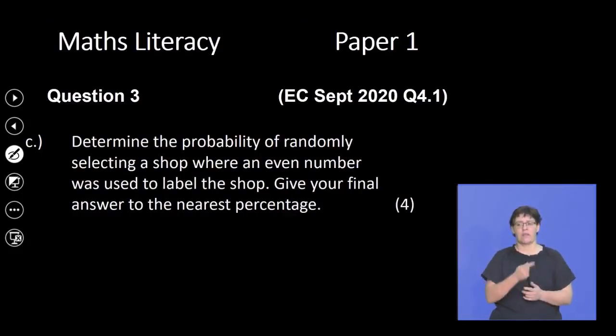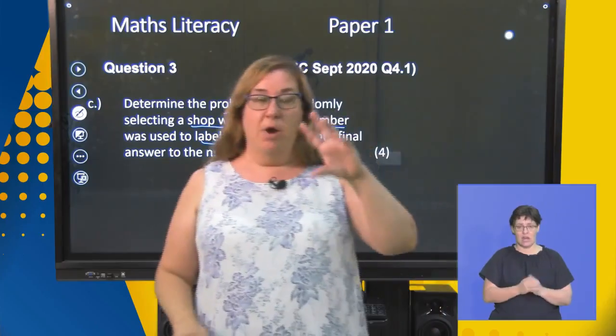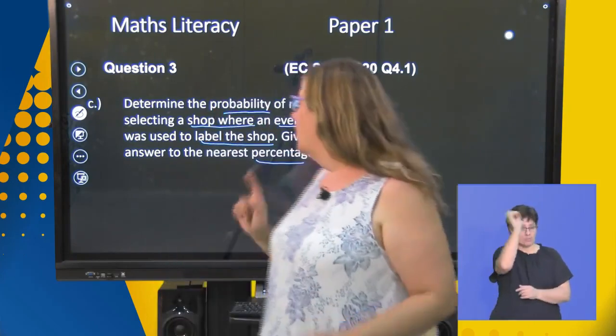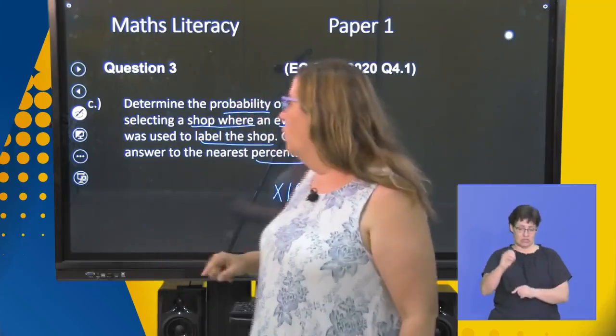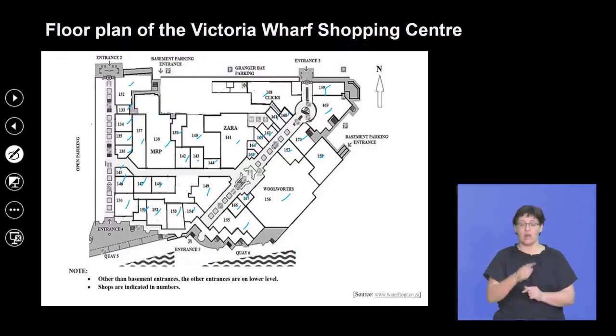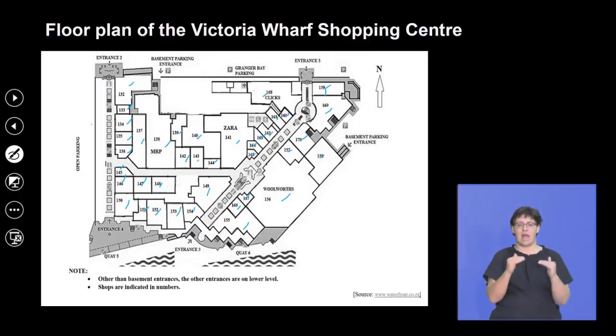Now they want to know, determine the probability of randomly selecting a shop where an even number was used to label the shop. So give your answer to the nearest percentage. So now probability, and I know this is a percentage, so the first thing I'm going to do is type up whatever my fraction is, and I need to times by 100. So I know that. Now I'm going to go back to see what my probability was. Okay, so I'm looking for the number of shops that are even numbers.